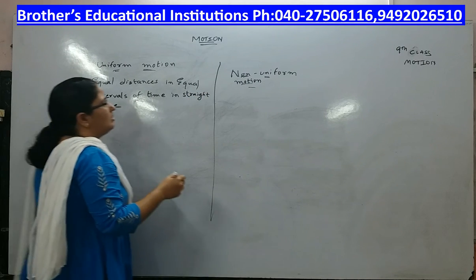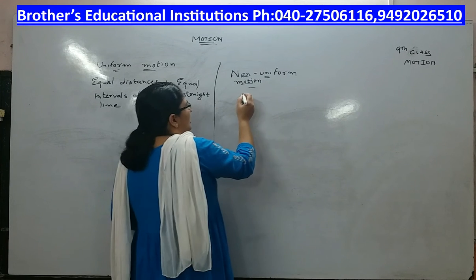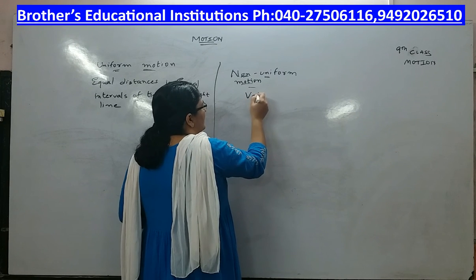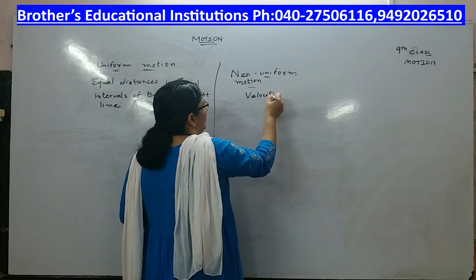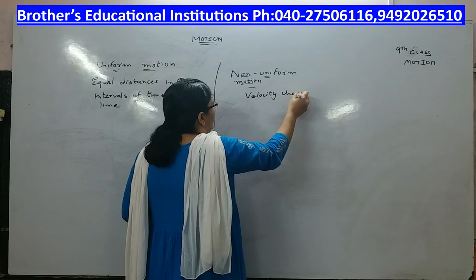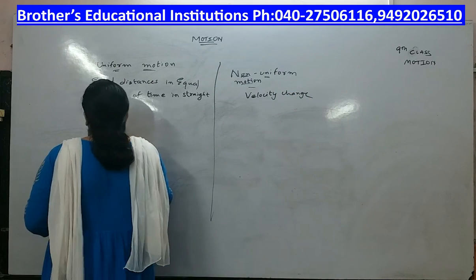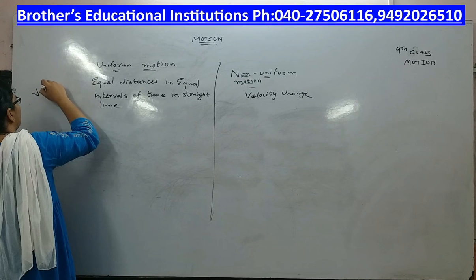The body is said to be in non-uniform motion if the velocity changes. Here the velocity doesn't change, velocity remains constant.